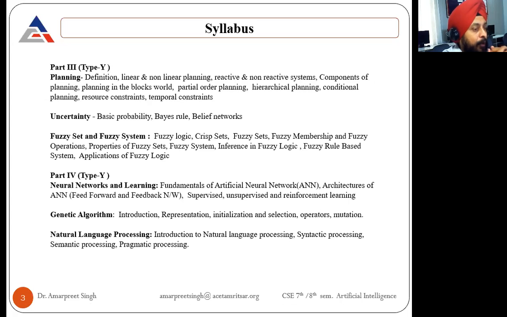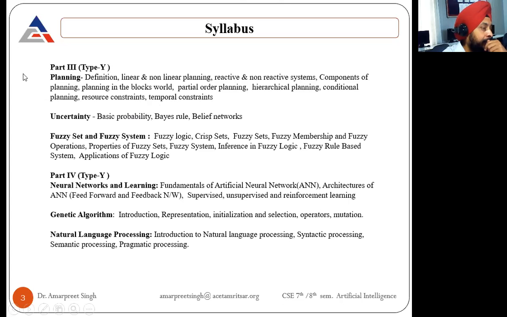Then we will move to a very important topic, the components of planning. We will discuss the four components of planning. Then we will have a case study, planning in the block world, a very important case study, also known as the goal stack problem. Then we will do partial order planning, hierarchical planning, conditional planning. Then important terms: the two types of constraints in planning, the resource constraint and the temporal constraint.